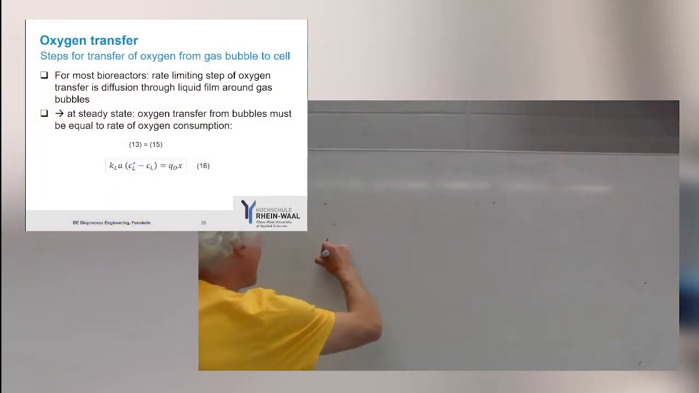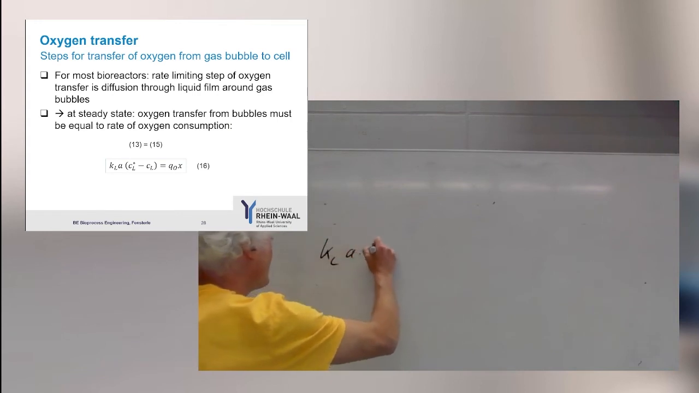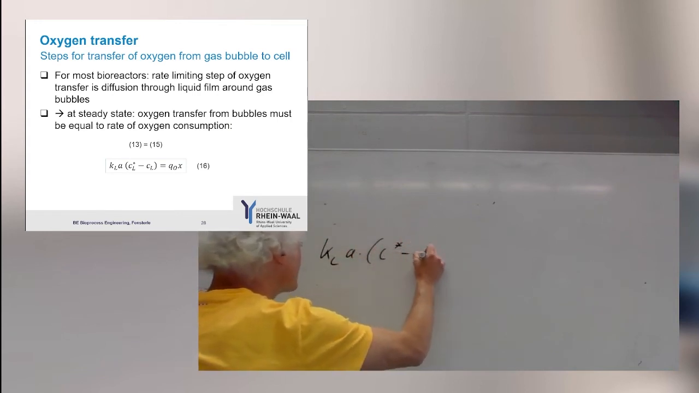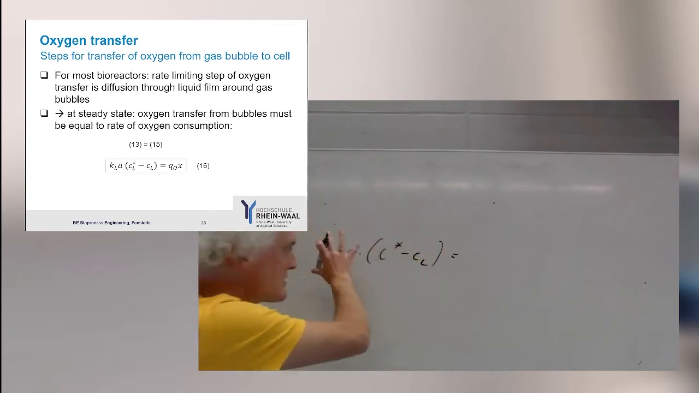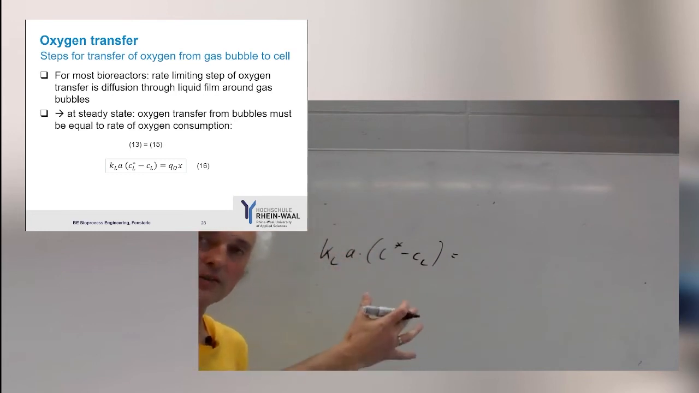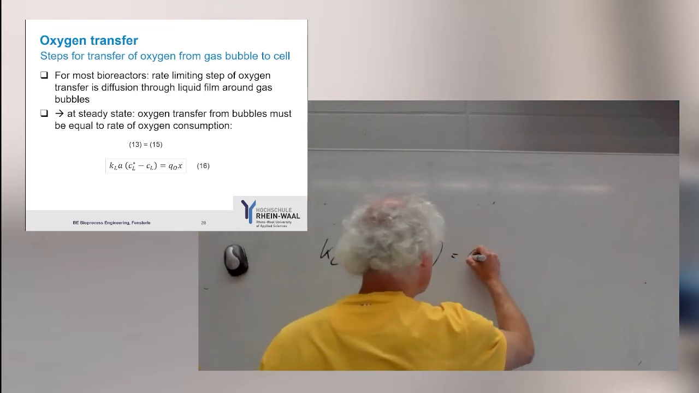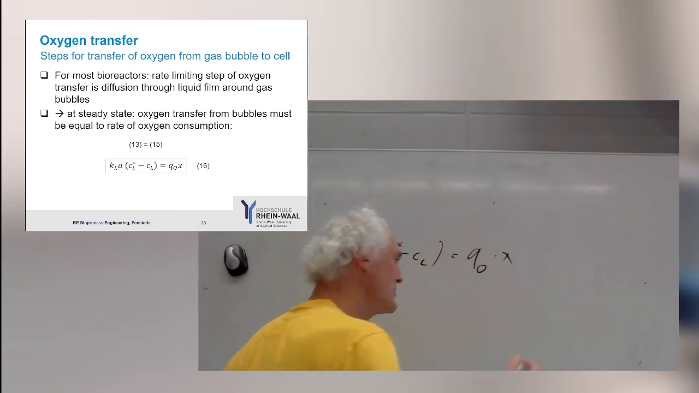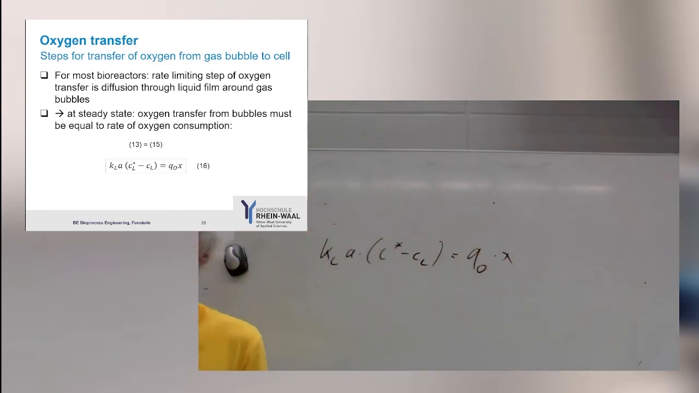So this is the kLa times (C star minus C_L). This is the transfer from the gas bubble to the liquid phase. And this is what we said, this is the consumption by the microorganisms. Yeah? So why is this equation so interesting?